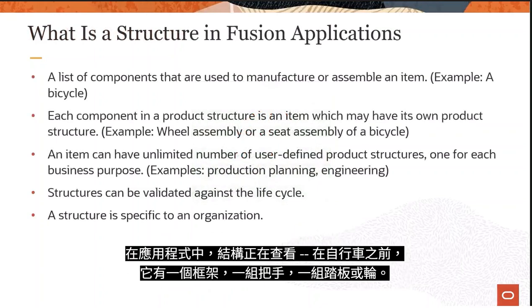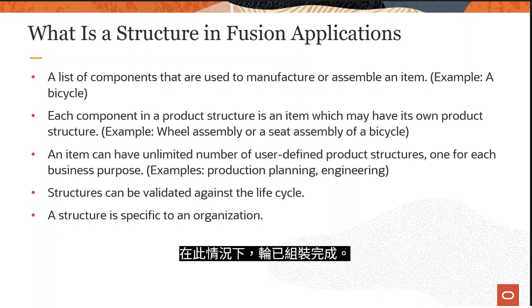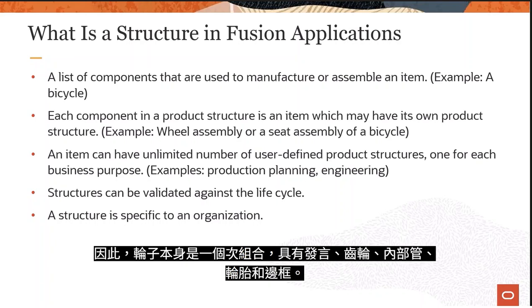Within the application, the structure we're looking at before is the bicycle. It has a frame, set of handlebars, set of pedals, pair of wheels. In this case, the wheels are already assembled. So the wheel itself is a sub-assembly which has the spokes, the gears, the inner tube, tire, and the rim.